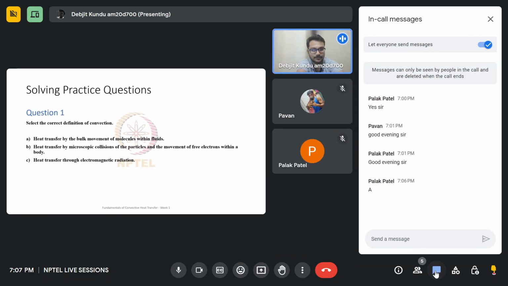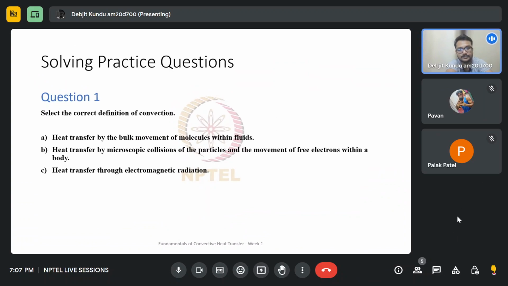Okay, so we have a quick response by Palak Patel, who says that it's option A, heat transfer by bulk movement of molecules within fluids. Let's see if we get some more responses. I'd encourage everyone to participate in this. You can either type in the chat box or you can unmute and answer any way you feel comfortable. Take your time, there's no hurry.